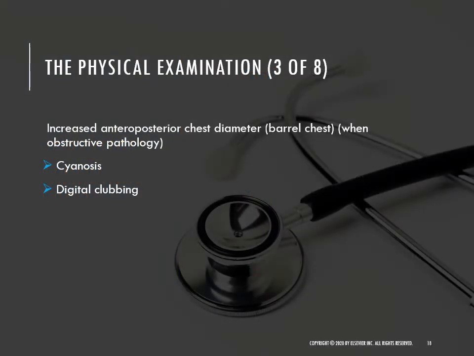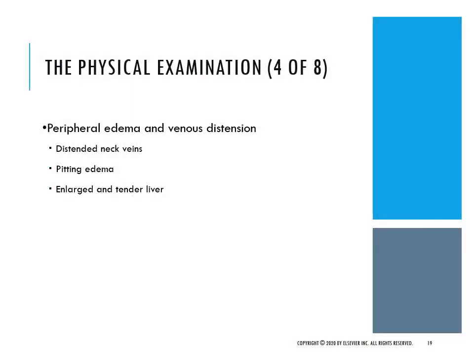Increased anterior posterior chest diameter, or barrel chest, when the pathology is obstructive in nature, cyanosis, which is a late sign of hypoxemia, and digital clubbing, which means hypoxemia has been around for many, many years, are also common physical findings in your examination. Peripheral edema and venous neck distension are also common. Pitting edema in the ankles and hands and an enlarged and tender liver are very common findings.